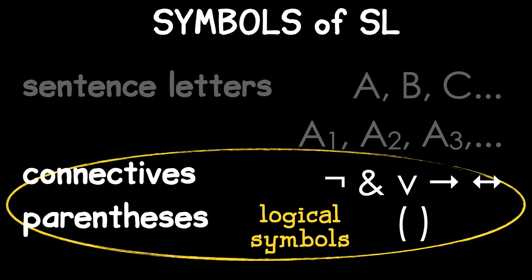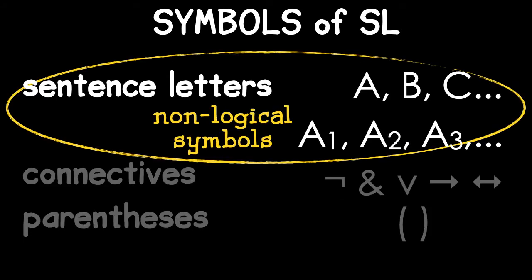We can call the connectives logical symbols because their meaning is specified by the structure of SL itself. The ampersand always means conjunction. It always means and. You can't make it mean something else. And because it always means the same thing, you don't have to specify what it means in a symbolization key. The sentence letters, on the other hand, are non-logical symbols. Their meaning depends on the symbolization key. What capital B means depends on what context we're talking in.